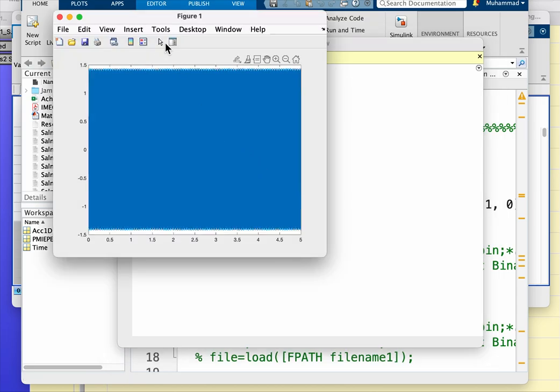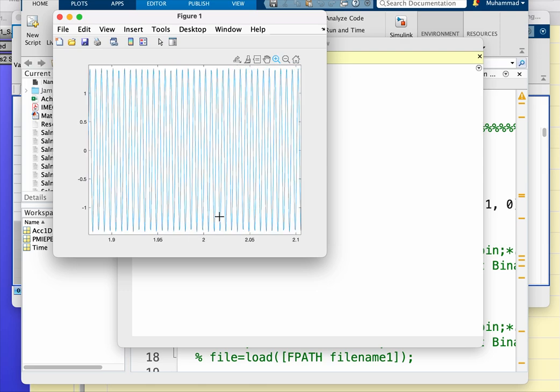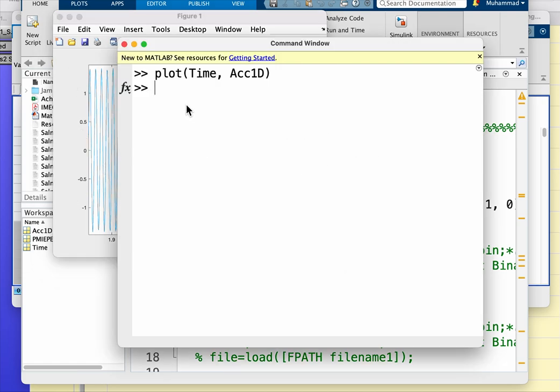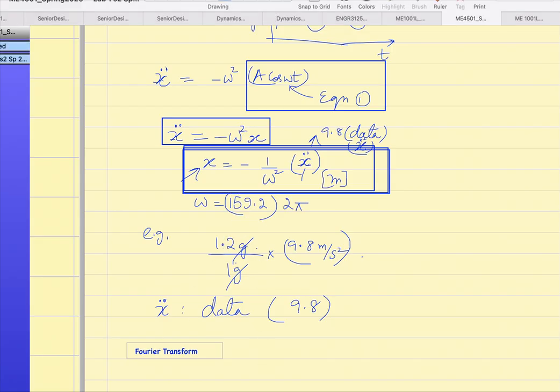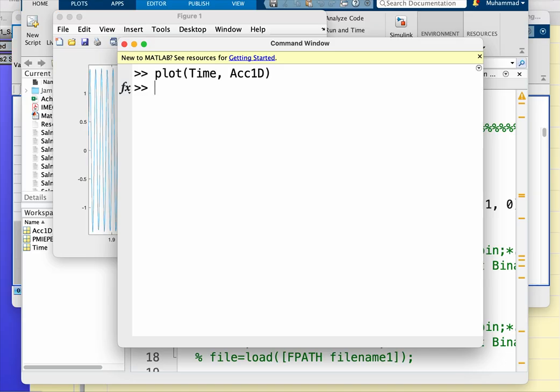So it looks like this. This is a part of your lab actual graph, so you must label the x-axis as the time in seconds, the y-axis as the g value. And now if you want to convert from acceleration to the displacement, what you have to do here is divide by omega square, so negative omega square.